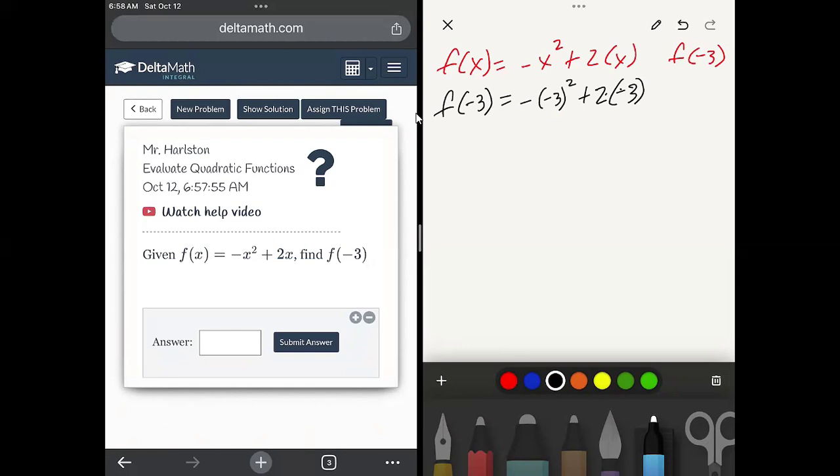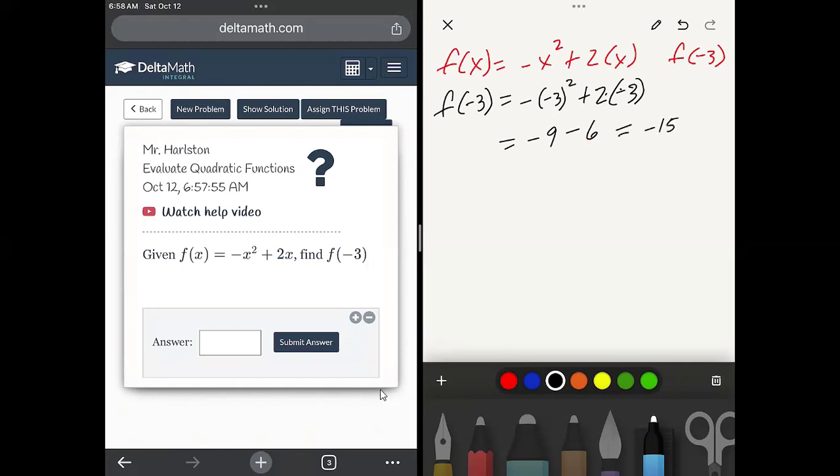Now, at this point, you just do what the parentheses are saying. So in this case, negative 3 squared is going to be 9. And then we have this negative here. So this is going to be negative 9. And then it's going to be 2 times negative 3, which is going to be negative 6. So negative 9 minus 6 is going to be negative 15.